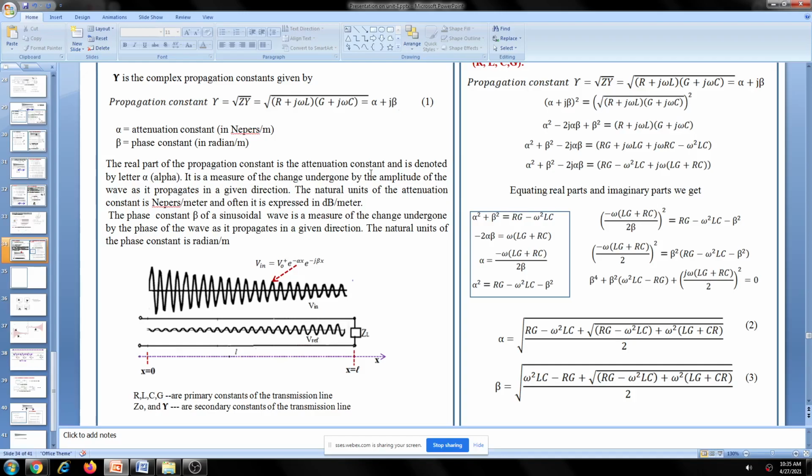Whenever a wave travels over a transmission line, it may travel like this or like this. If you move like this, you are moving towards the source. If you move like this, you are moving towards the load. So you can move towards the load or towards the source. How the amplitude of the signal changes is given by alpha here.